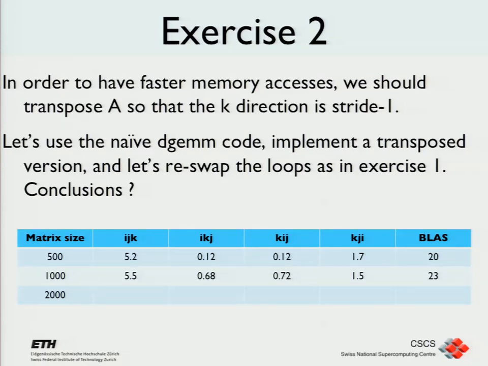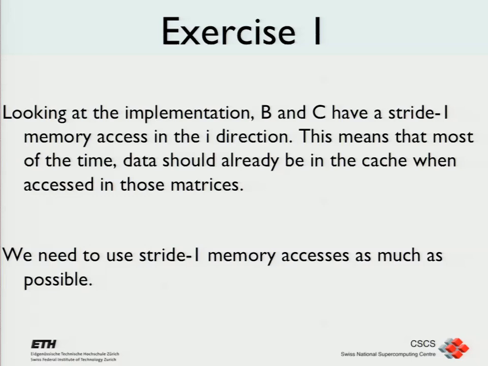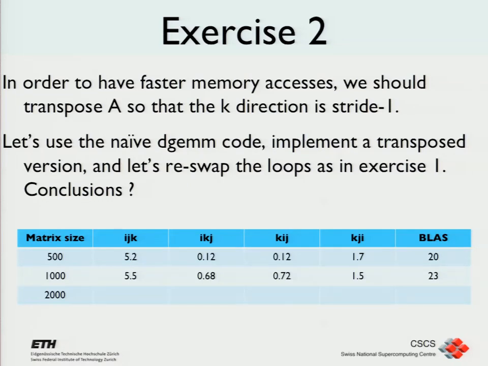So will this extra step make up for the fact that you're accessing stride 1 the 2 matrices? So that's what we want to test. So this is the second exercise. You'll get the code in the repository, and try to modify the loop ordering to see what's the difference.